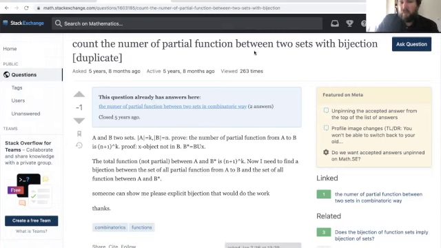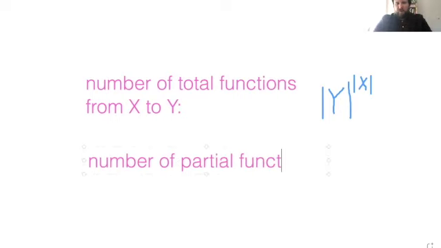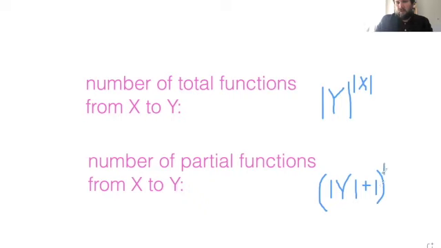And you might remember that this matches the formula more or less for the total number of functions, the number of actual functions, what are called total functions from x to y, which is the size of y raised to the size of x. The question that we found online is saying that the number of partial functions from x to y is given by the size of y plus 1 raised to the size of x. And I mean, there's an obvious relationship here, and this is something that we can work through with product principle.